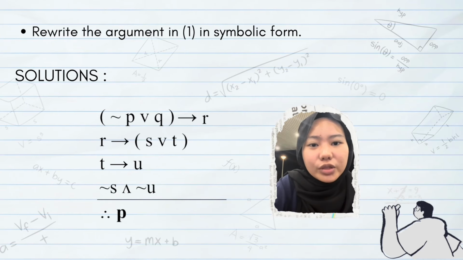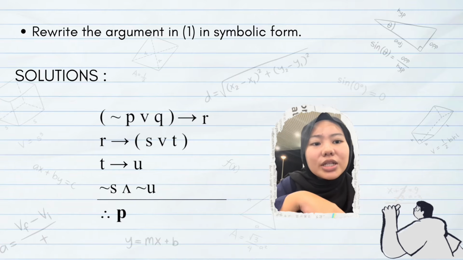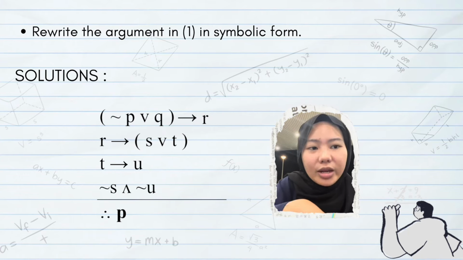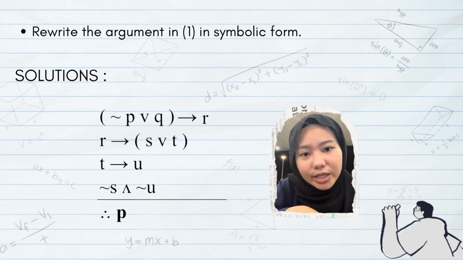The solution of question 2, rewrite the argument in 1 in symbolic form. The solution is: (not P or Q) implies R. R implies (S or T). T implies U. Not S and not U. So the conclusion is P.